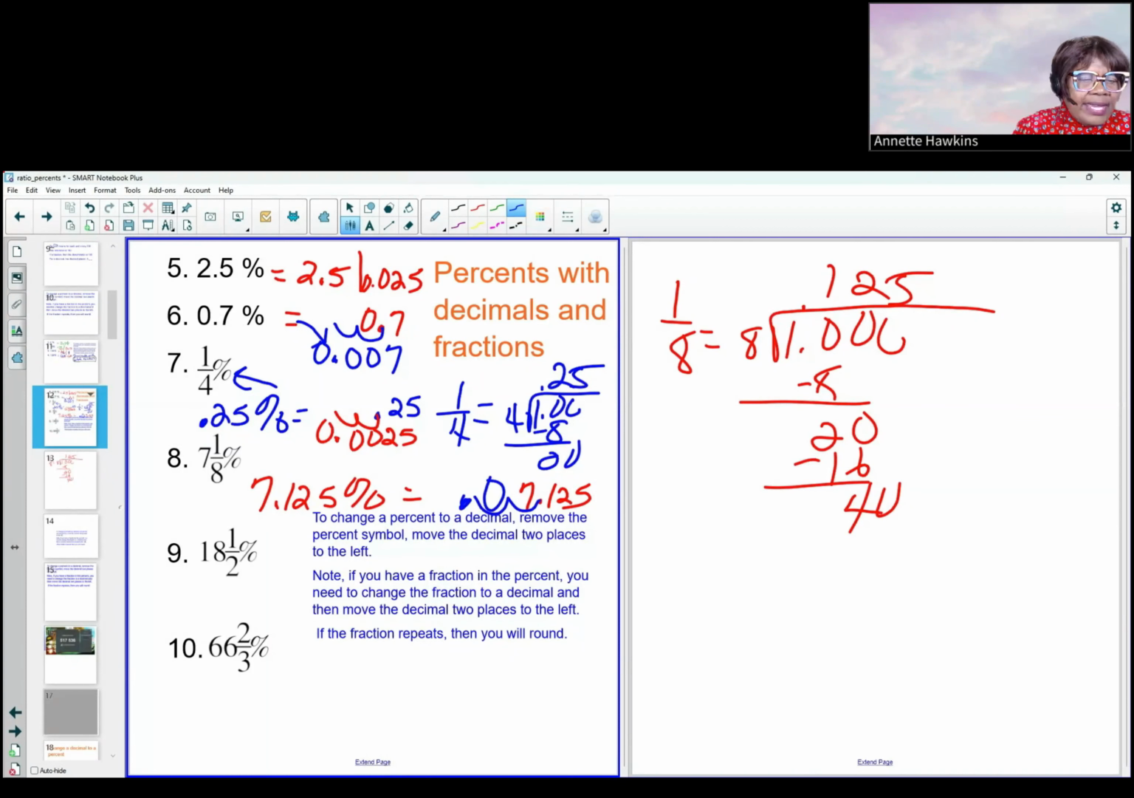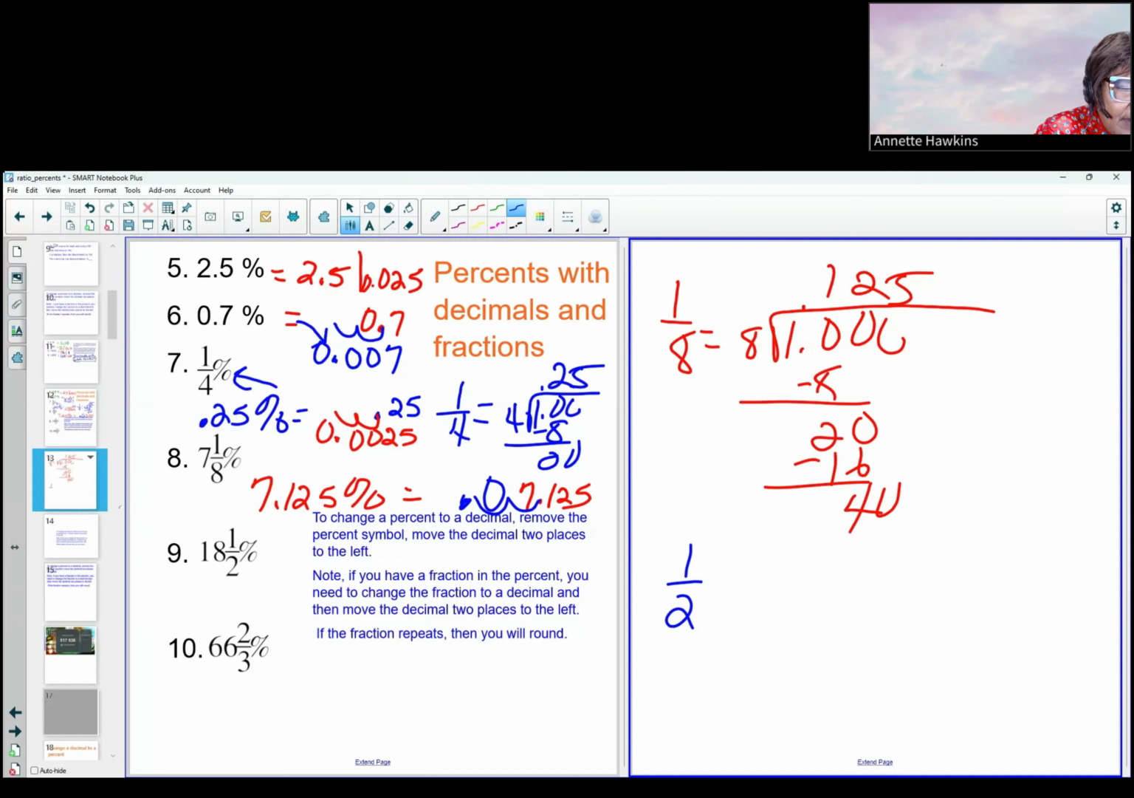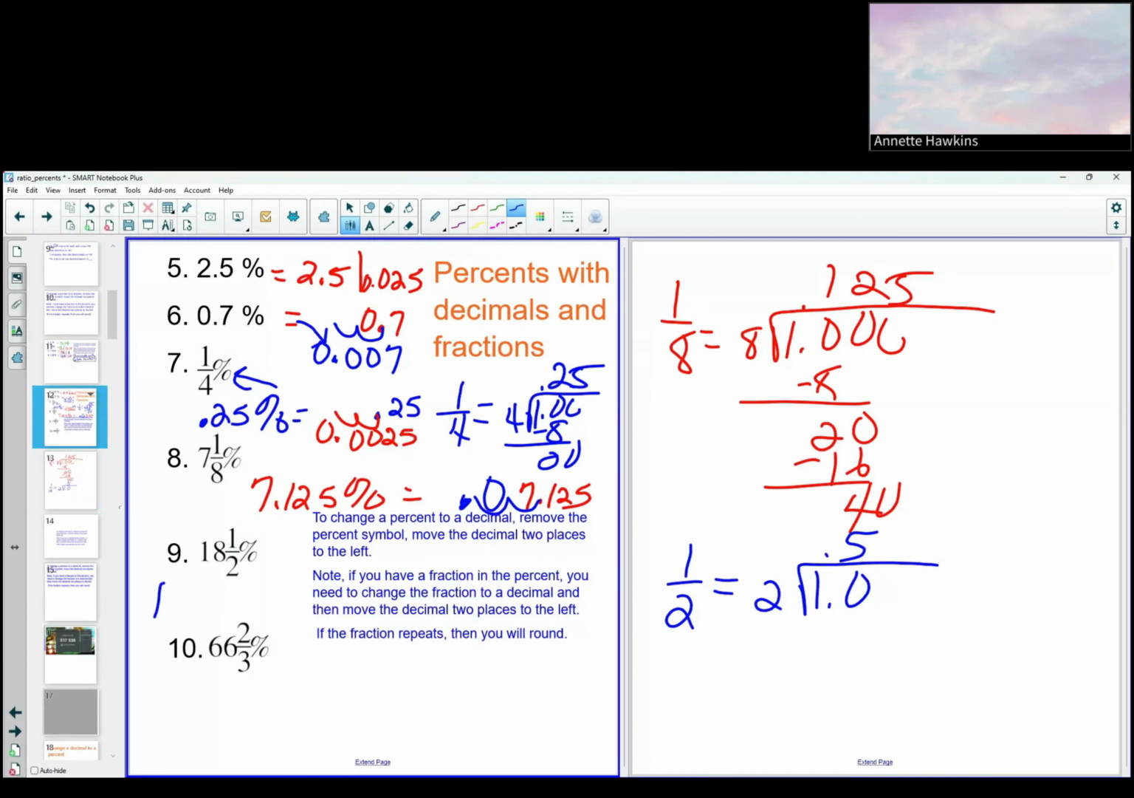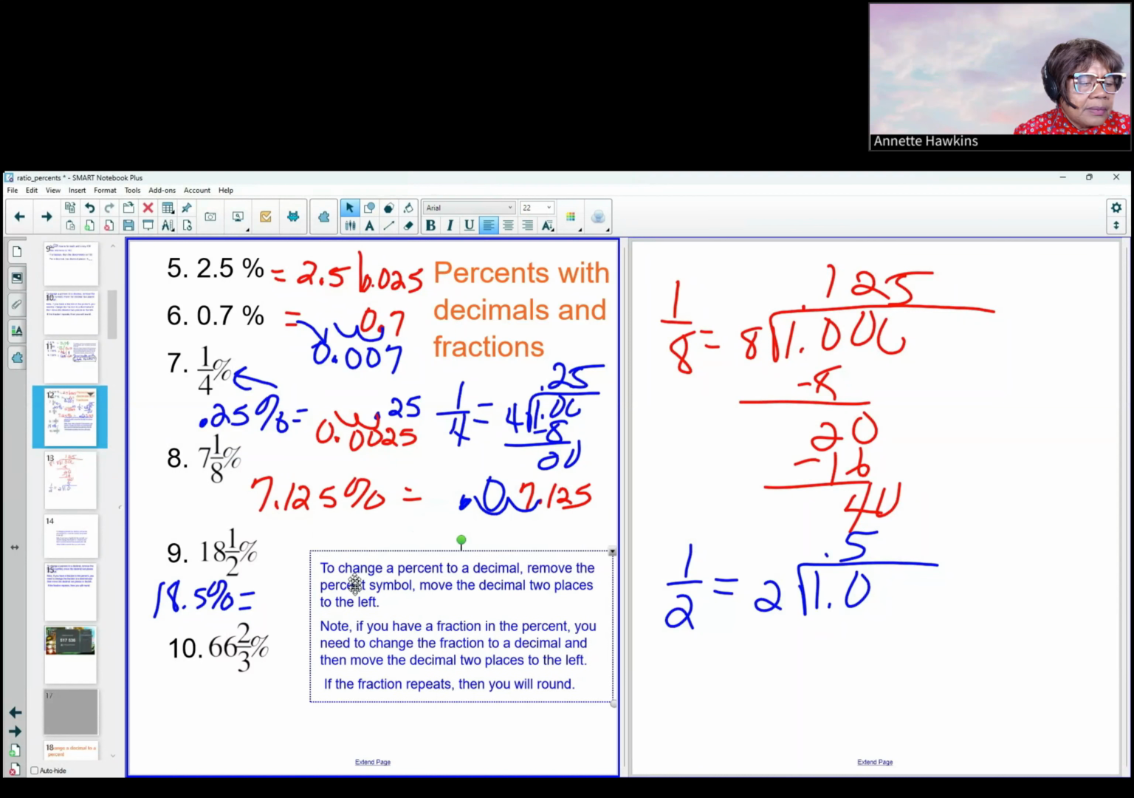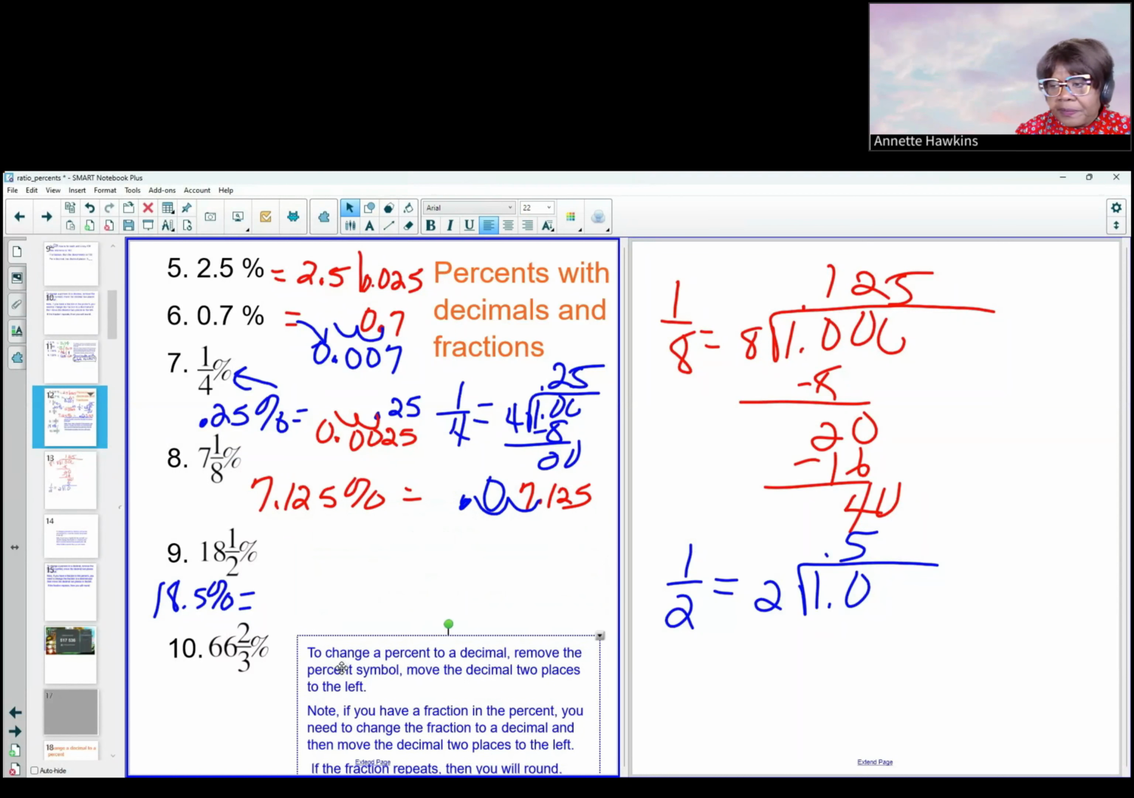All right, let's do 18.5%. So we need to take the half and see what that is. We already know what that is, 0.5. So we have 18.5%. What would that be as a decimal?